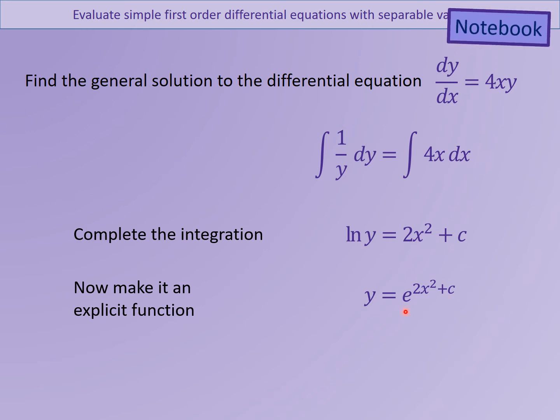What often happens though is that this equation just here, e to the 2x squared plus c, this constant here can actually be written a lot neater rather than up there.